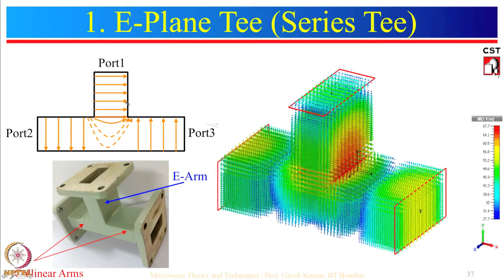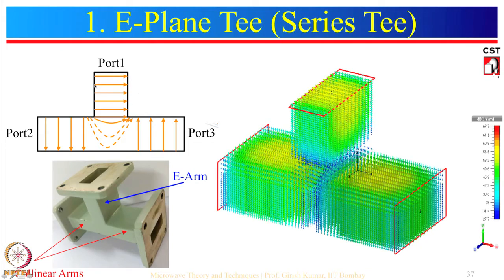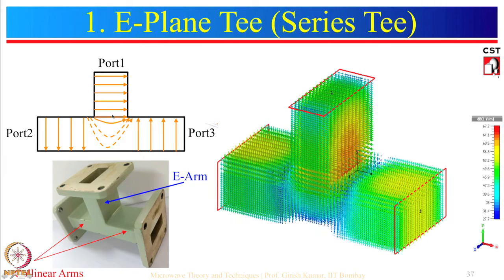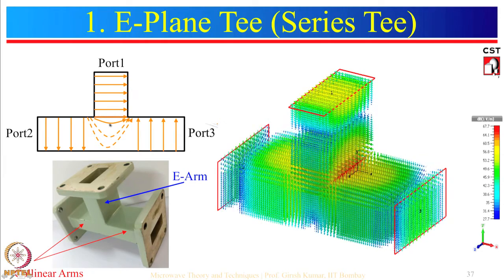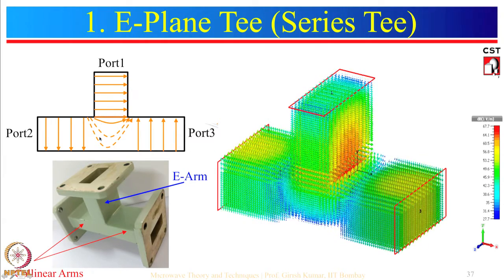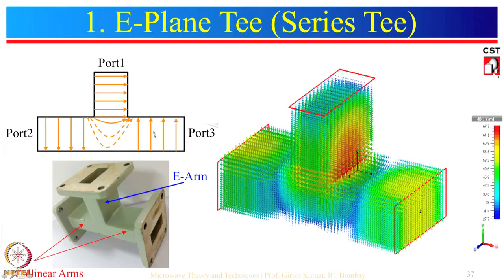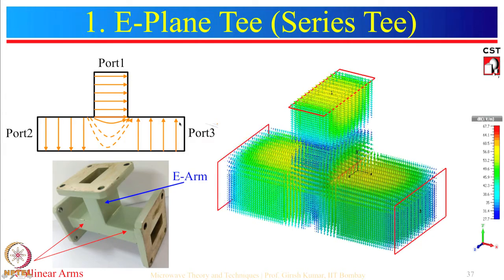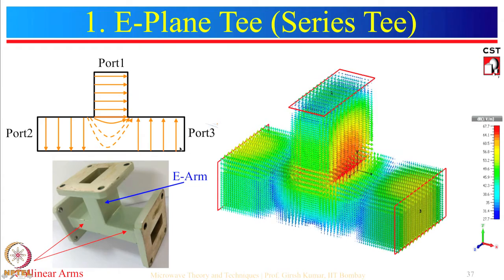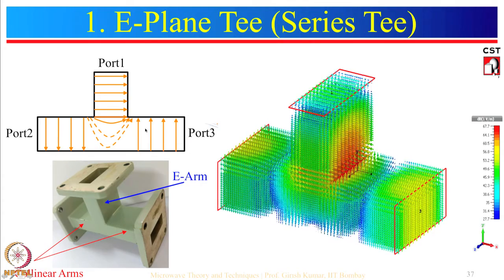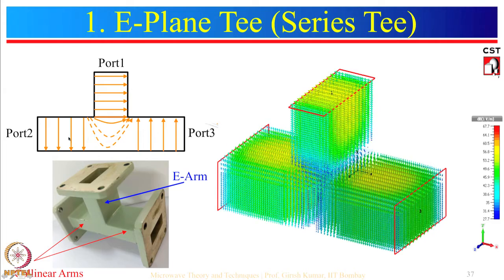As you can see from this figure, if the direction of the electric field is like this, it will propagate like this in the E arm, and after this it will be divided something like this. So the direction of the electric field in port 3 will be in this direction, and in the other port it is in this direction. That means these two are 180 degrees out of phase.